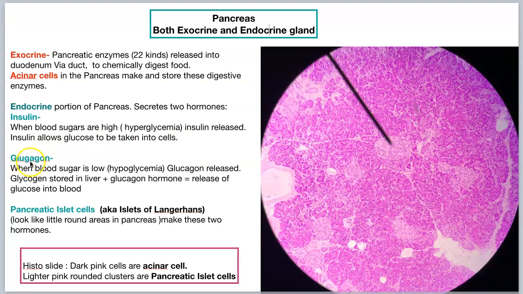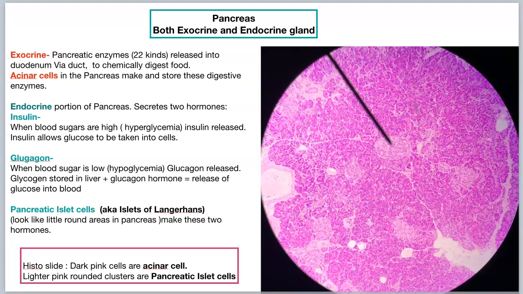And the other hormone is glucagon. When blood sugar levels are low, hypoglycemia, glucagon is released. This hormone will work on the liver. It acts on the glycogen that's stored in your liver, and that will cause the release of glucose into the blood. Glucagon and glycogen, always get those mixed up. And these 2 hormones are made in the pancreatic islet cells. They're easy to see. Here's a pancreatic islet, these light pink rounded structures in the pancreas. These are the pancreatic islet cells, also called the islets of Langerhans. So make sure you know this histo slide and you know all this stuff.